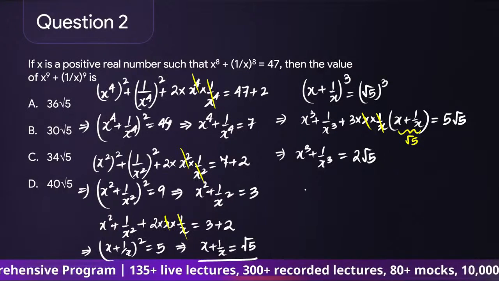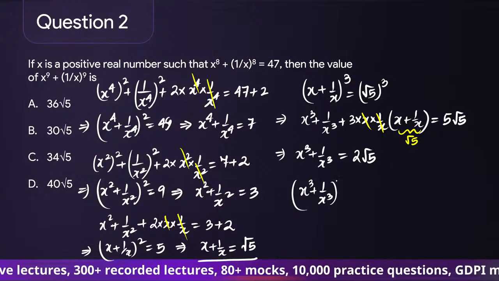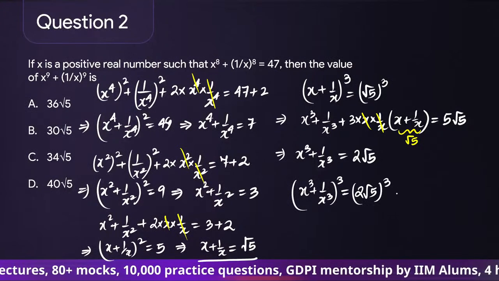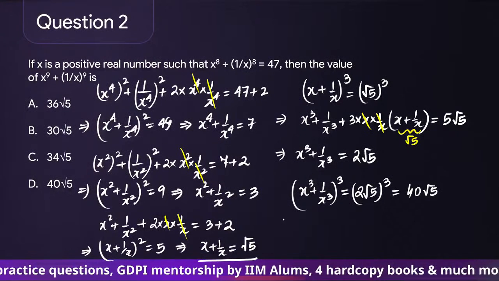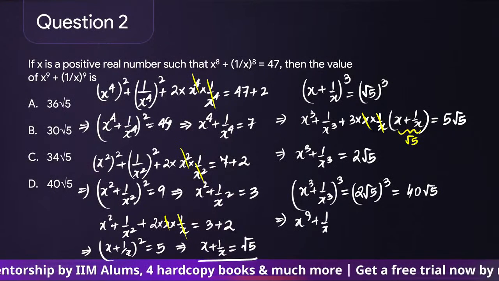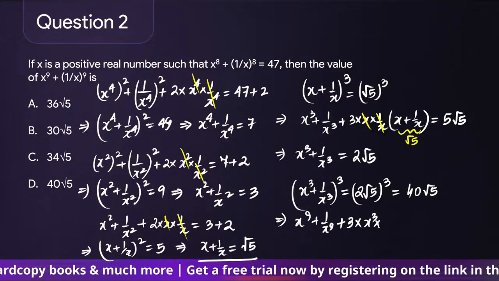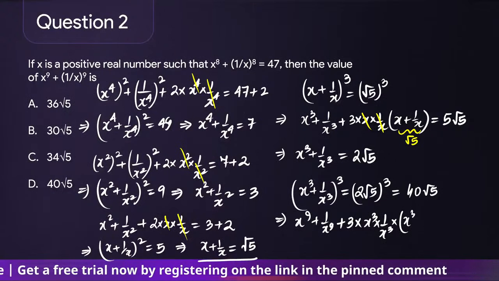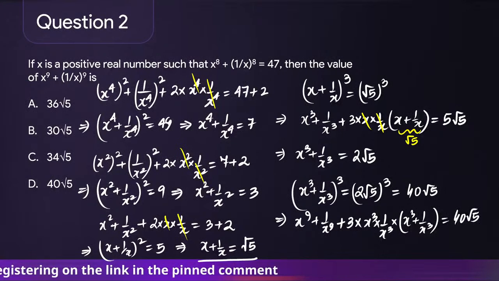Let's again cube it. If we cube it, we will have x cube plus 1 by x cube whole cube is equal to 2 root 5 whole cube. And this is going to give us 40 root 5. Now this is going to give us x to the power 9 plus 1 by x to the power 9 plus 3 times x cube into 1 by x cube into x cube plus 1 by x cube, and this is 40 root 5.